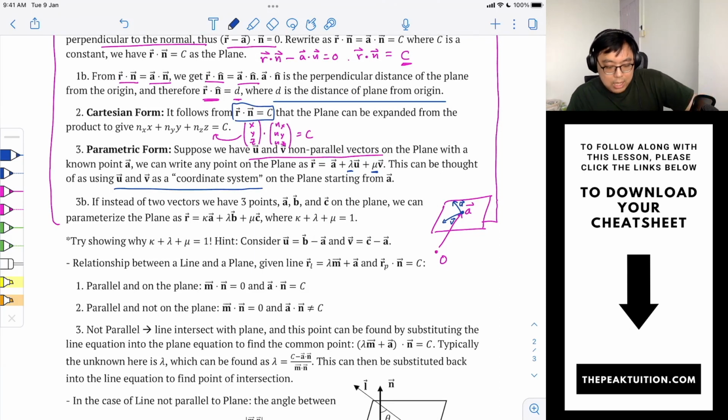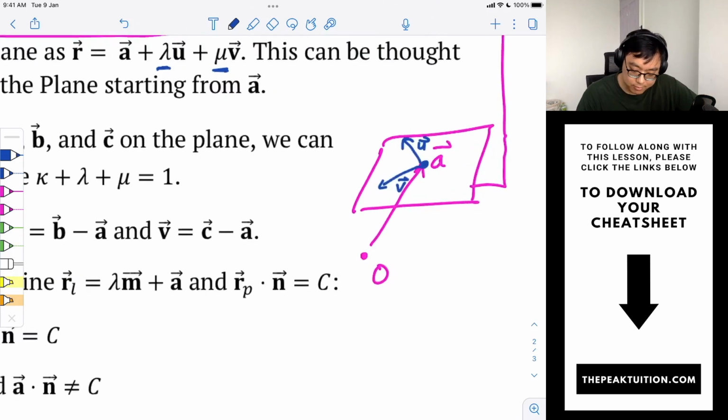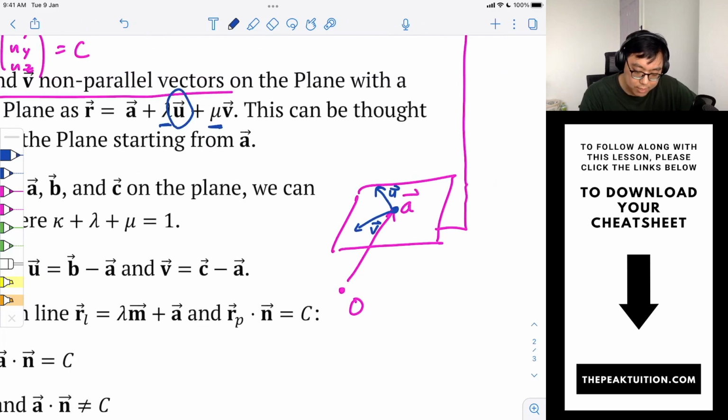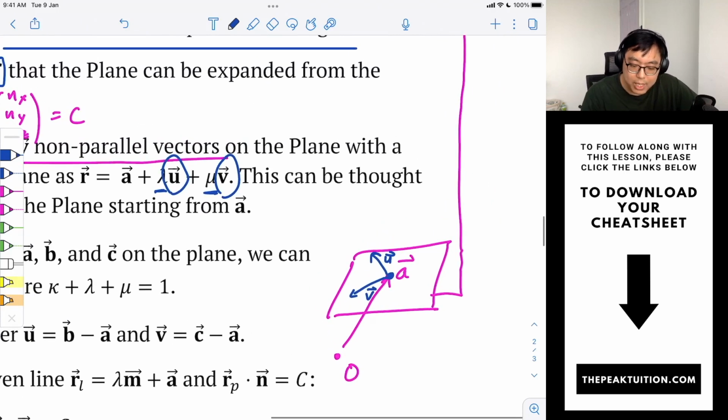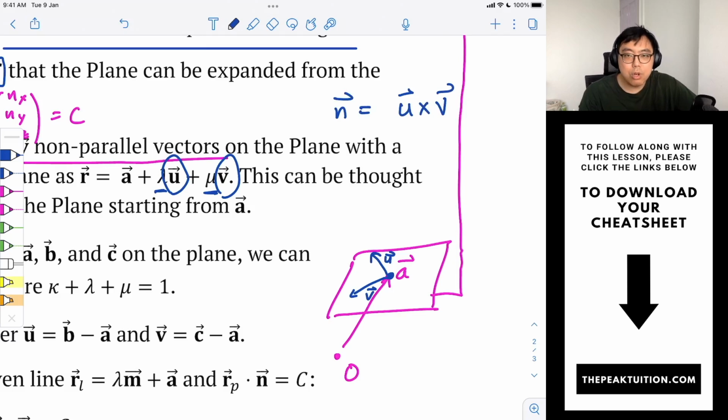So how do we convert parametric form to the Cartesian form? We know that there are two vectors on the plane itself, right? We know there's u and v. We can represent n as equal to u cross v. U cross v will definitely give us a vector that is perpendicular to both of them. And if it's perpendicular to both of them, because they are not parallel, there's only one possible way, which is out of the plane.